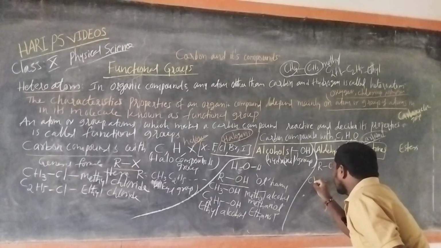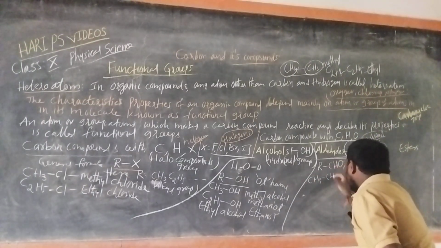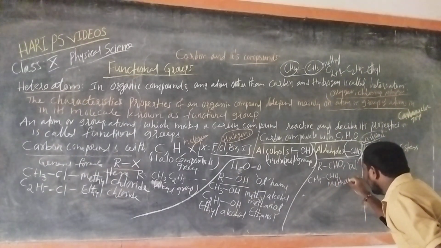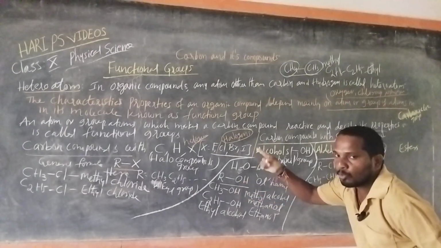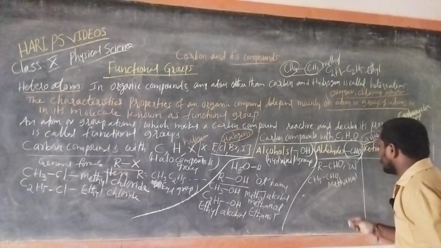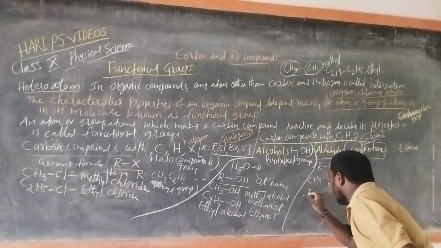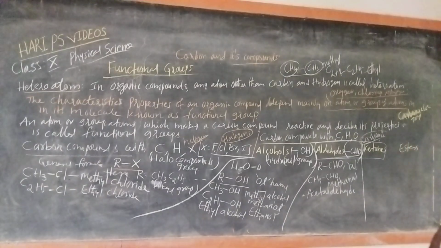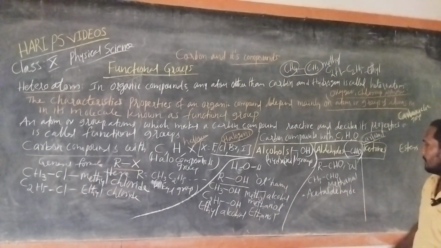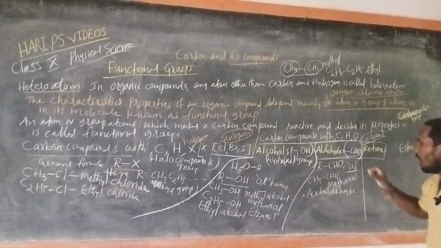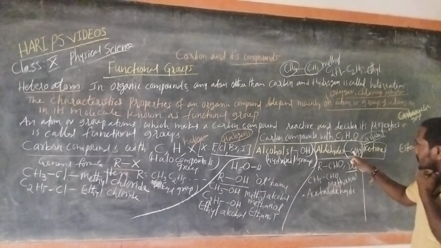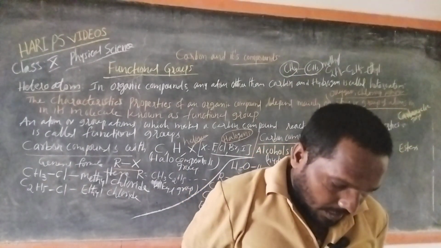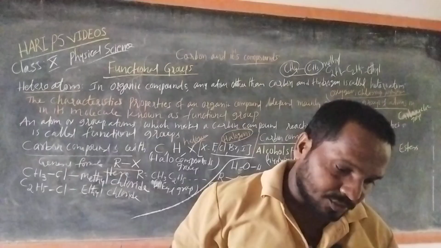If R is equal to CH3, CH3CHO, its name is ethanal. Generally it is called acetaldehyde. In the nomenclature, OH is ol, and CHO is al. Right? Then the aldehyde group occurs at the end of the carbon chain.